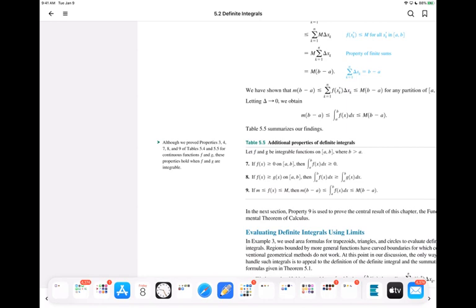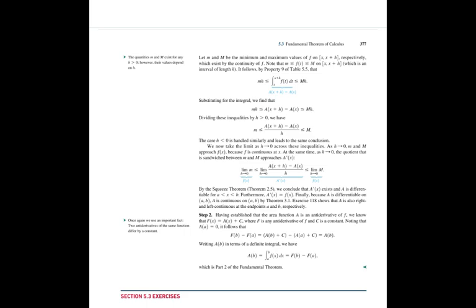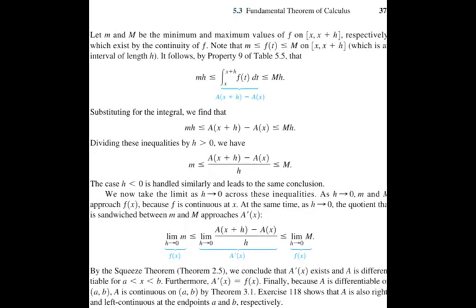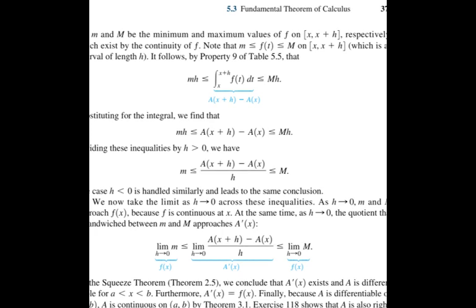Okay, so then, this guy here comes from the table. When we have this property going on, the b minus a is just h in this context, right? So m times h is going to be less than or equal to this, which is less than or equal to this. And then we can divide all three parts by h. Divide all parts by h, we get this.